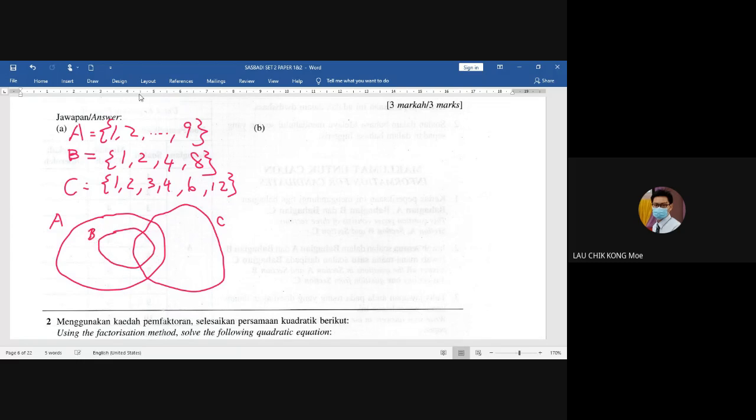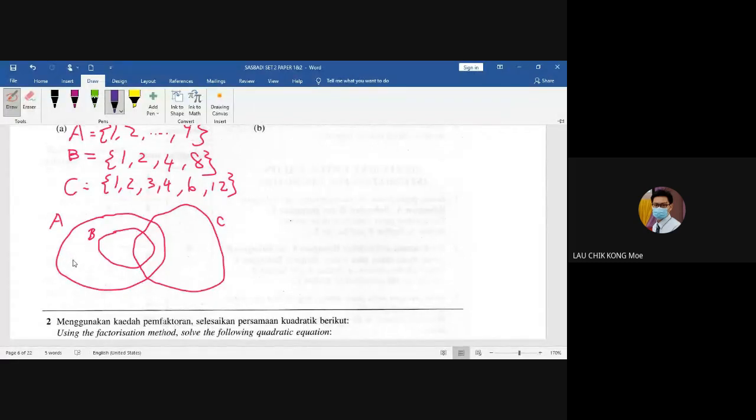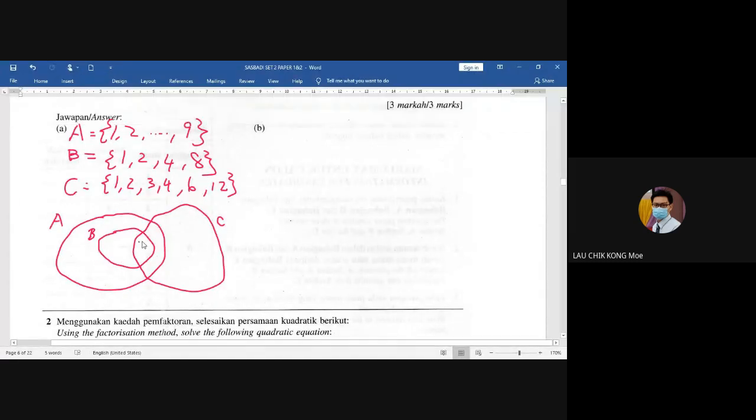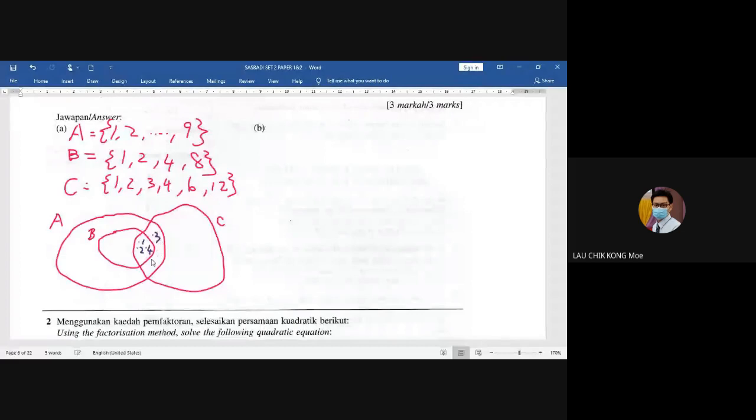Okay, you can jot down the elements here. If you didn't write down the elements, but the drawing is correct, I will give you the marks. Okay, 1, 2. Remember, there must be a dot in front. If there is no dot in front, sorry, it is wrong. 1, 2, 4. And then this is 3, this is 6, this is 12 outside there, and then we have 8 here, and 5, 7, and 9. Okay, so this is a complete Venn diagram.